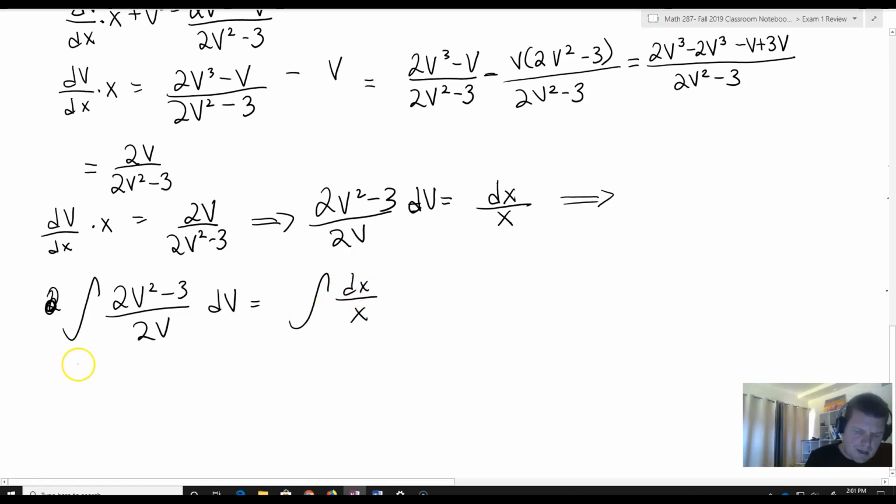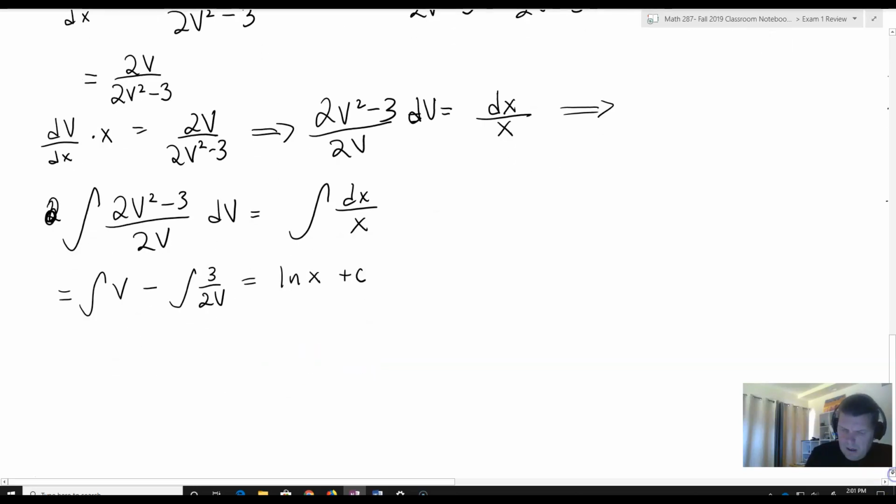Okay, and so this gives me the integral of v minus the integral of 3 over 2v, which equals ln of x plus c. This ends up being v squared over 2 minus 3 halves ln of v, which equals ln of x plus c.